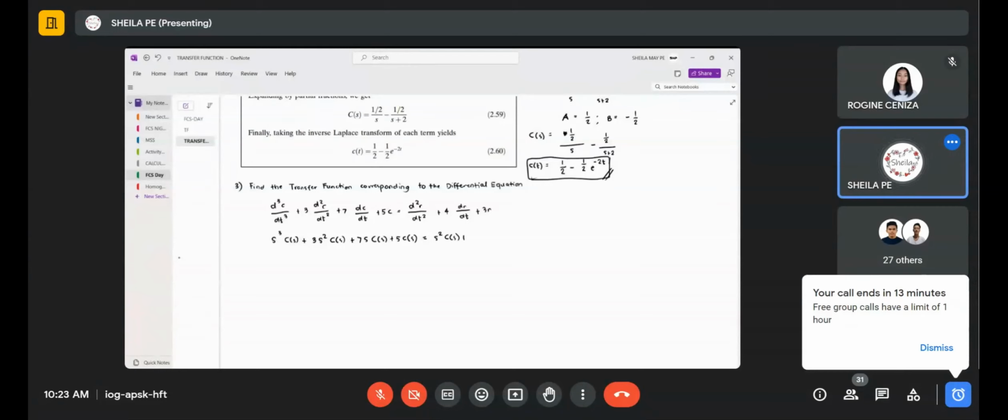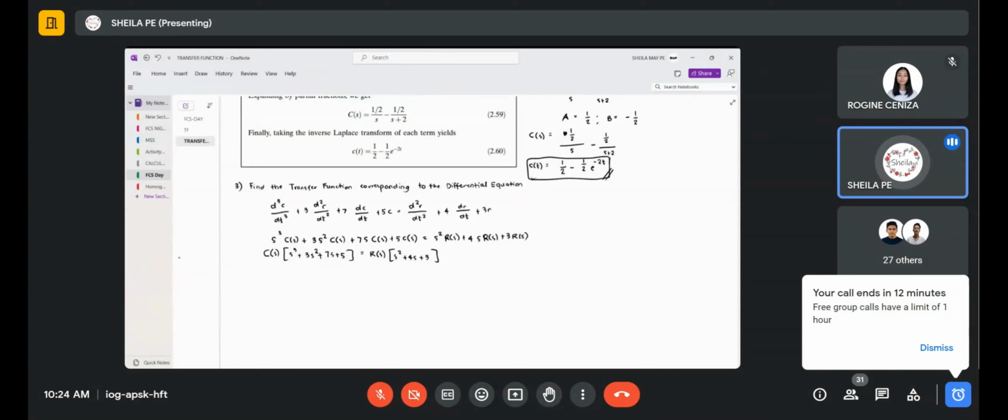s squared R(s) plus 4s R(s) plus 3R(s). Okay, factoring out C(s) because it's common, so s cubed plus 3s squared plus 7s plus 5 equal to R(s) times s squared plus 4s plus 3.